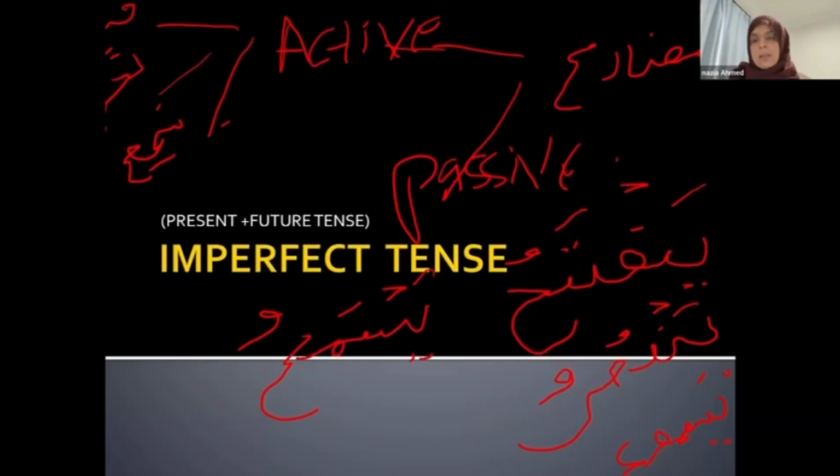Right, so we're going to start a very new topic today. We are done with the past tense, perfect tense. Now we are moving on to imperfect tense. As you know, imperfect tense is a combination of present and future tense. This is something very exclusive in Arabic language, that they only have two tenses. Unlike other languages, the first tense is called perfect tense, the one you did last week. And now we are moving on to the second tense, which is a combination of present and future tense.